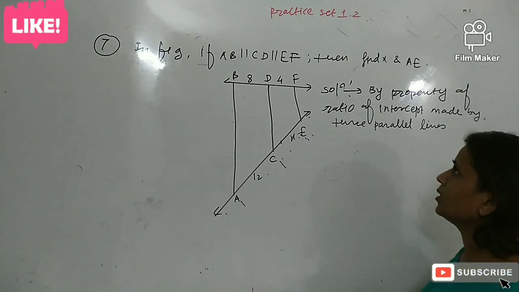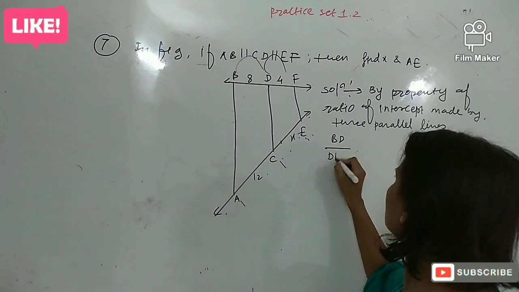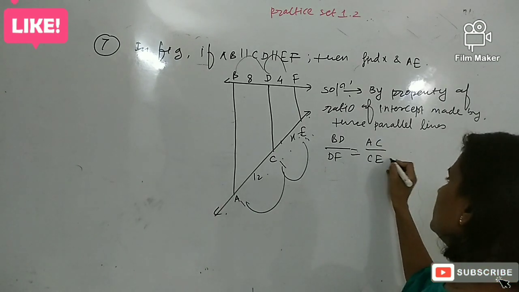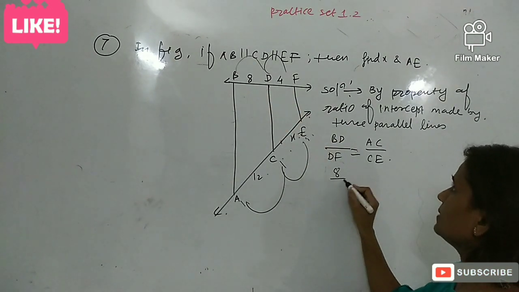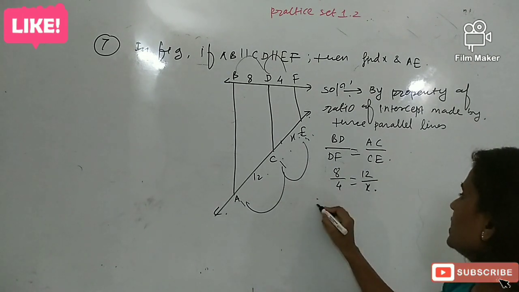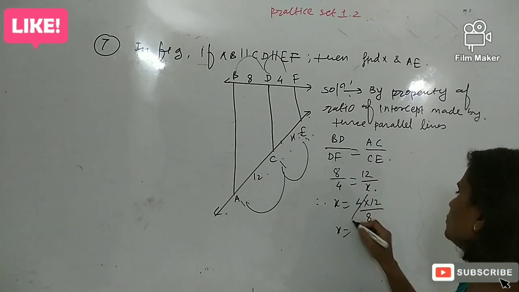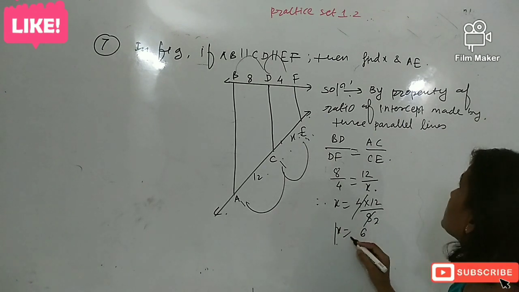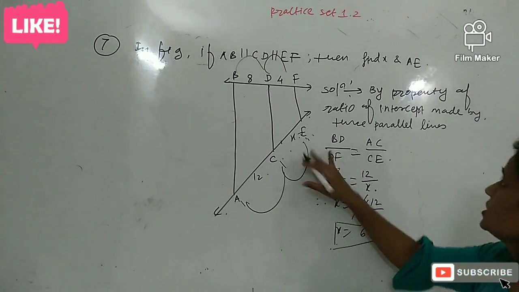And how we can apply that property: the ratio BD upon DF is equal to the ratio AC upon CE. Out of these four values, we have three values, so just put these three values. So it is 8 by 4 is equal to 12 by X. So X is equal to 4 into 12 divided by 8. So 4 and 8 get cancelled, this is 2, and 12 gets cancelled, so this is 6. So X you got 6. X means it is the value of CE.